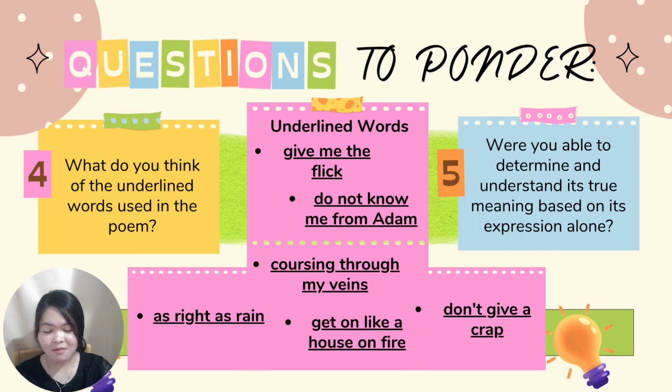Next is coursing through my veins. So I think all of you are familiar with this one. It's like blood coursing through my veins. So it's like passion related to you. So when you say there's African blood coursing through my veins, meaning it's in your blood, it's in you, it's inside you, and it's your passion burning inside you.